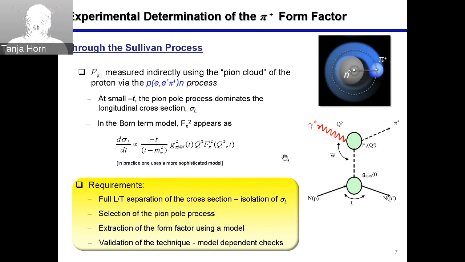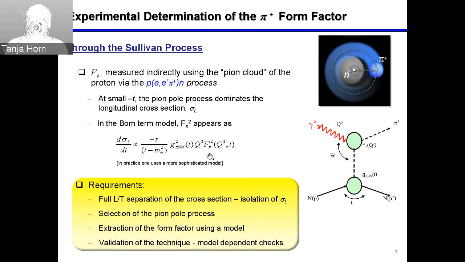Now, what you need to measure the form factor is the longitudinal cross-section. Well, that's what we measure, obviously. And to access then the form factor, well, you can see it here in this very simplified equation. So you measure the cross-section on the left, and particularly the longitudinal cross-section, because that's the one that is dominated by the pion pole. Shown on the right, you have the coupling constant, Q squared, of course, and the form factor itself.